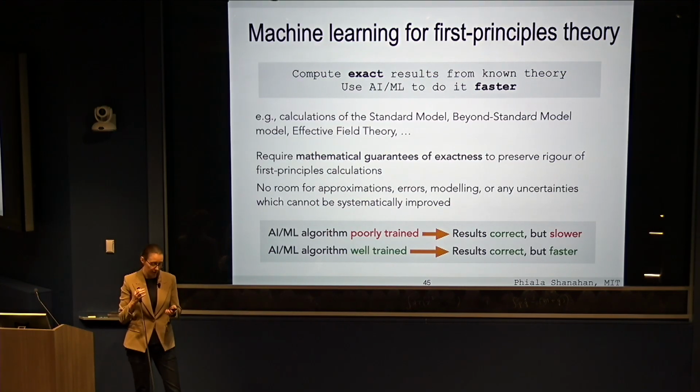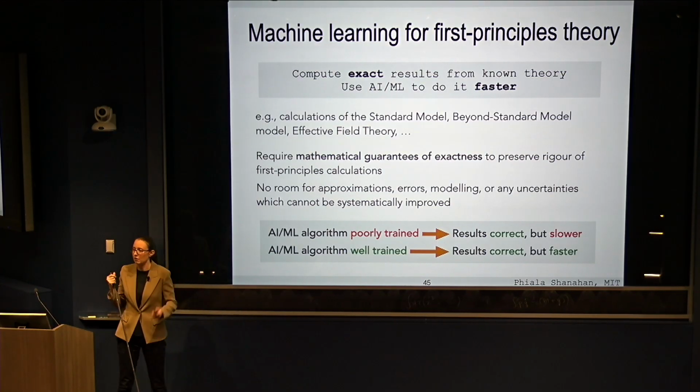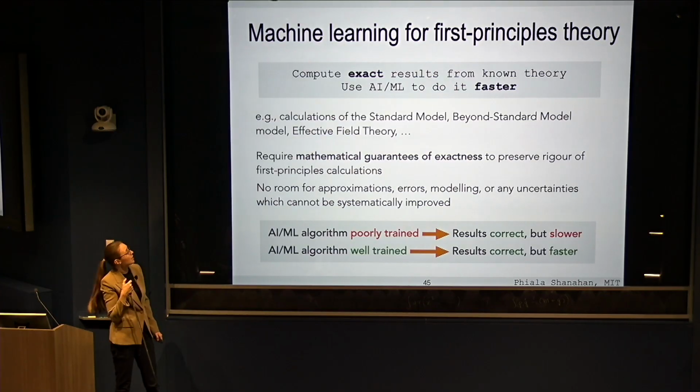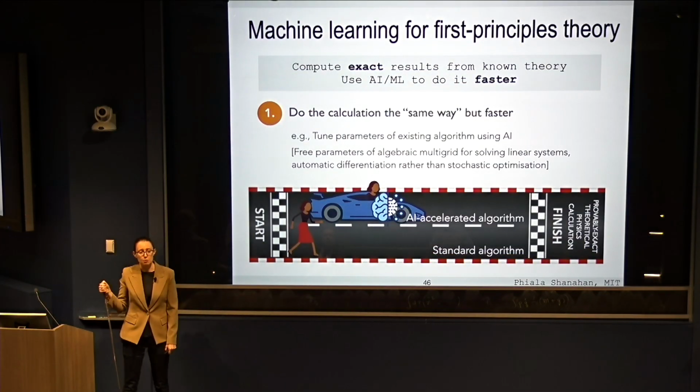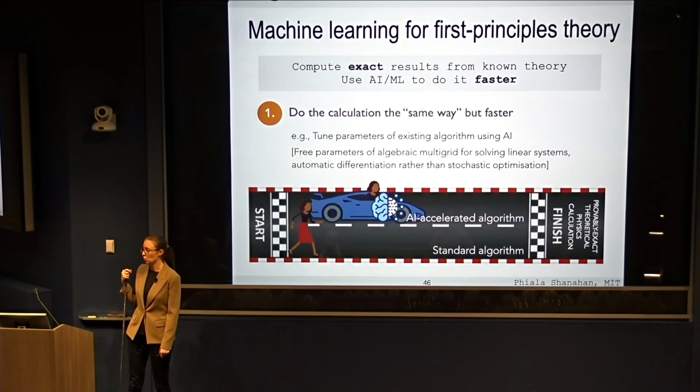So how do you do that? Just a flavor. I don't have time to go into details, but just a flavor. There are many ways. 3 examples. First, the boring way, right? Use machine learning to optimize your existing algorithm.